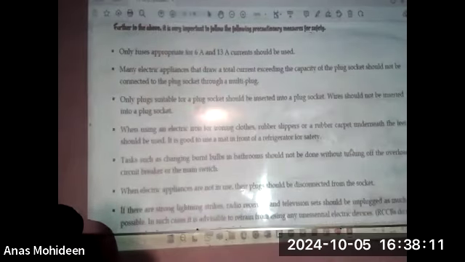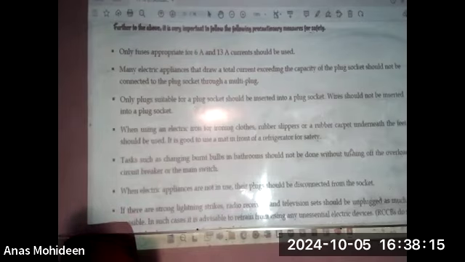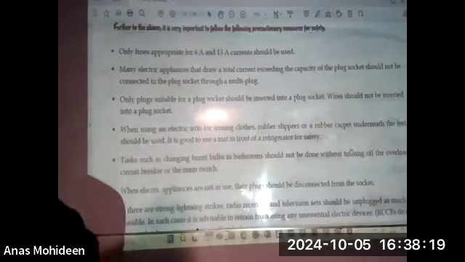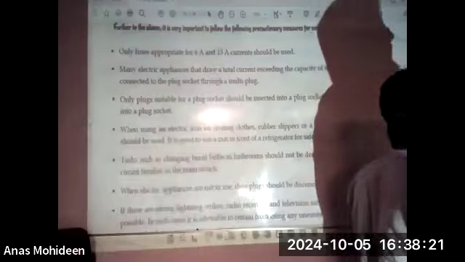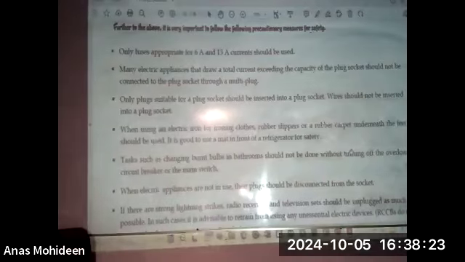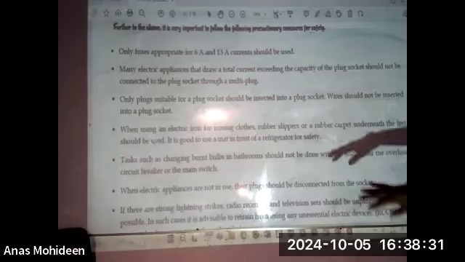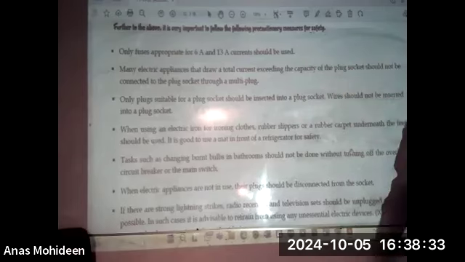The last one, just 5 minutes more. Only fuses are appropriate. Now, it says that according to the maximum current, you have to connect the setups. For a 6 ampere circuit, only within that 6 ampere range you have to connect. More than that, up to 13 amperes, you can go for plug socket circuits.